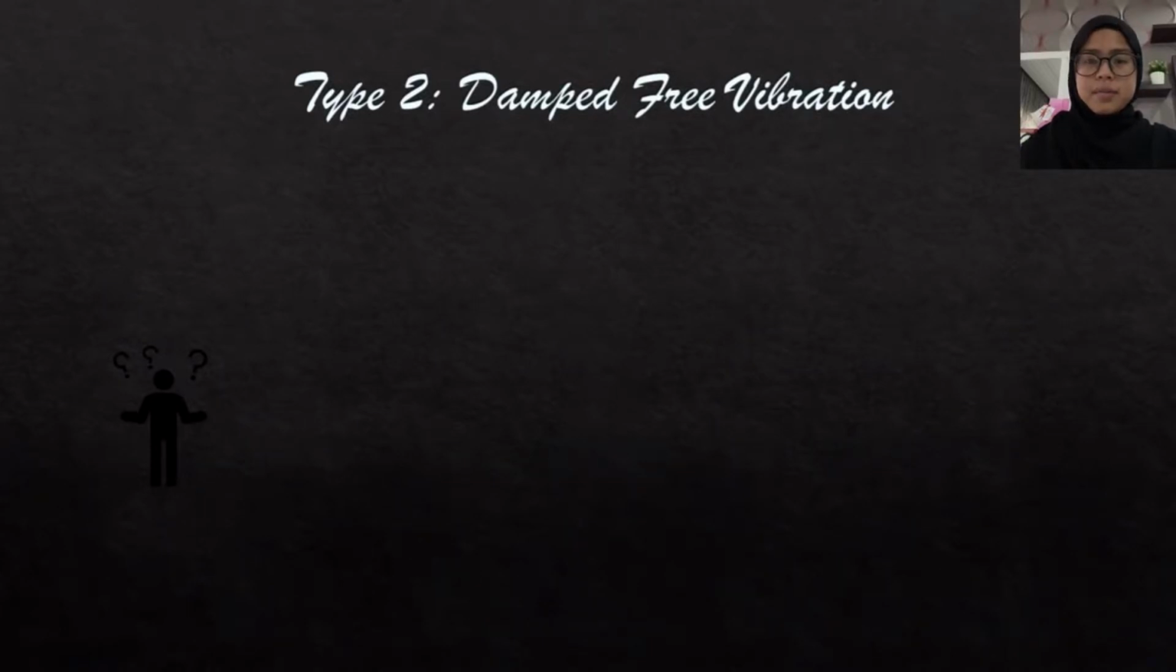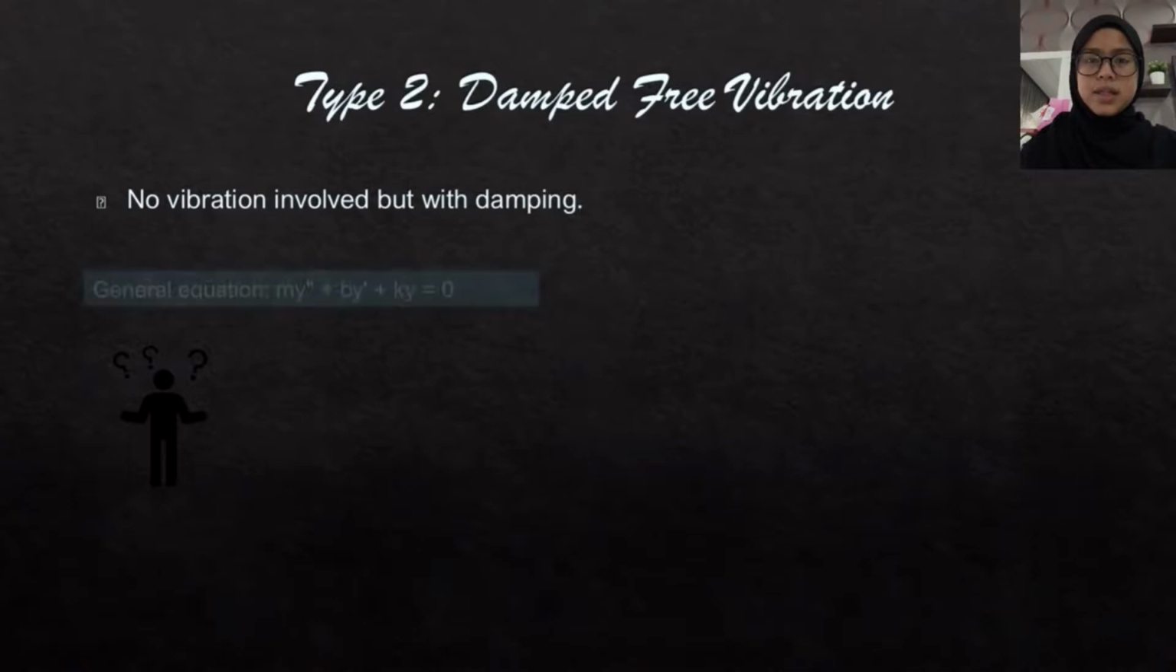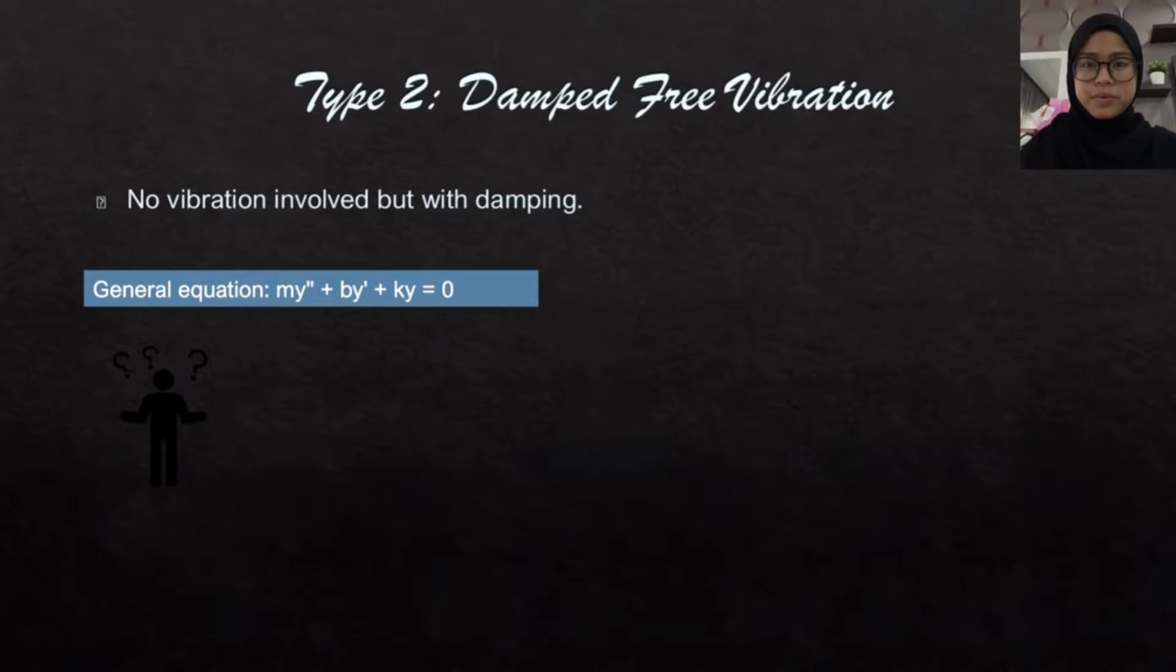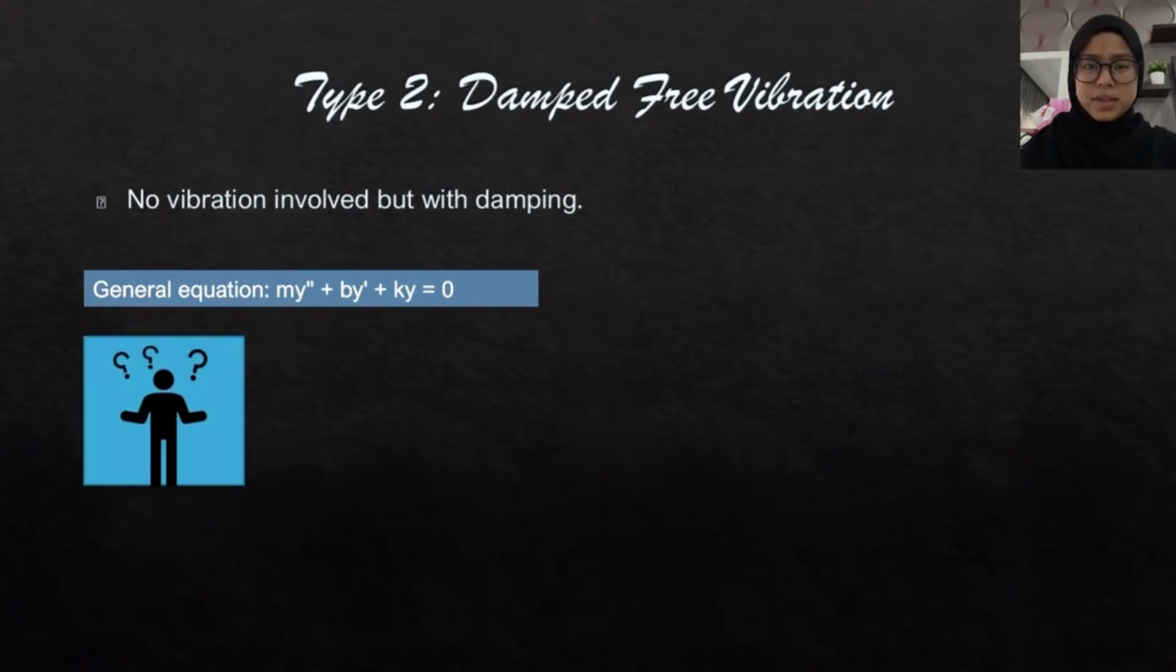So damped free vibration basically means that there are no external forces involved, but with the presence of a damper. The general equation is my second derivative plus by first derivative plus ky equals to 0. The 0 here indicates that there is no forcing involved, so this is a homogeneous equation. So how exactly do we get this equation?